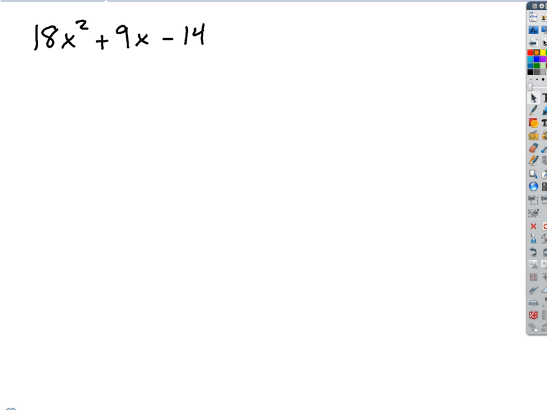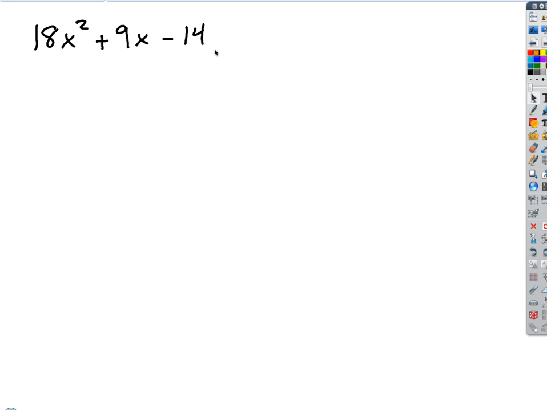Greatest common factor. Okay, is there one? Is there a number that divides into 18, 9, and 14? No, there is not. Can I undistribute an X? Where's the X? No. I can't. This one doesn't have an X to give away, right? So we're stuck. I can't factor out a greatest common factor. If I can, it always helps. It makes the numbers smaller, much easier to work with, but I'm stuck.